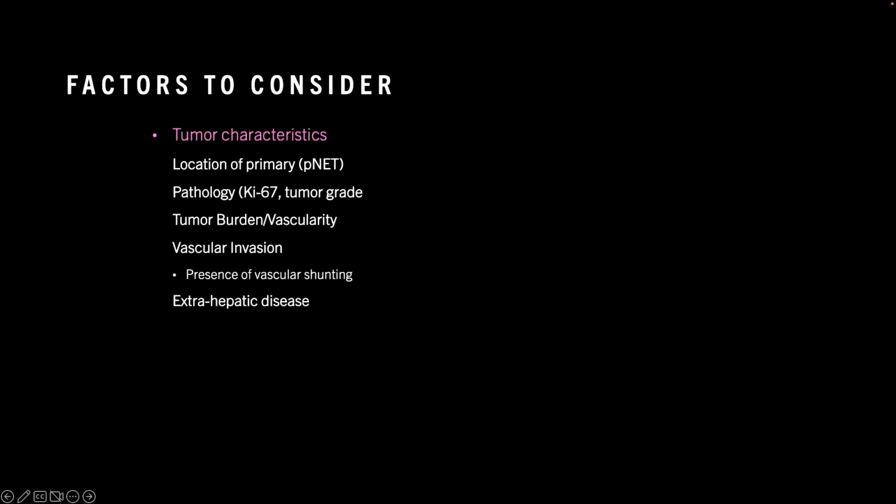And then there's tumor characteristics, right? What's the location of your primary? Is it a PNET? Is it an MNET? Is it carcinoid? Is it bronchial? Where is it coming from? Your Ki-67 and your tumor grade certainly are going to play a role in what I decide and how I decide I'm going to fold in my therapies.